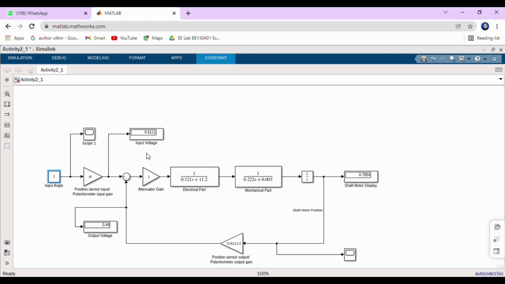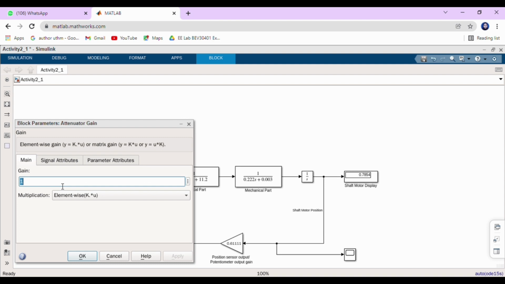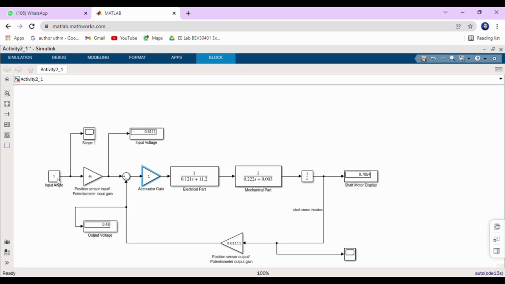Okay, so next question, we need to increase step by step the value of input angle from 0 until 10 and set attenuator gain to 0. So we set the attenuator gain to 0, and then input angle 0 until 1. For example, this input angle 1 and the attenuator gain is 0, and then we run.